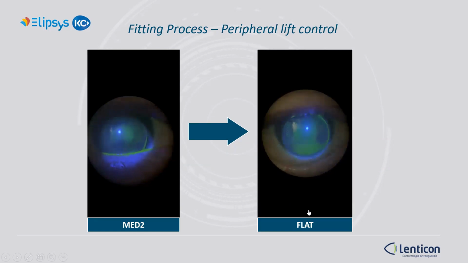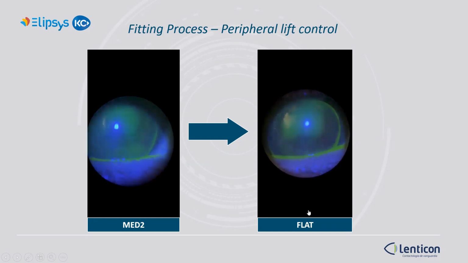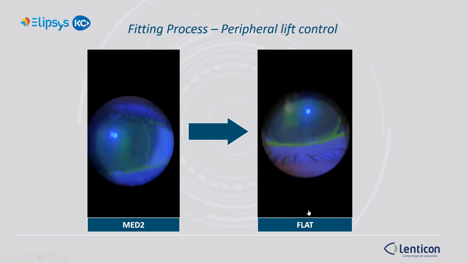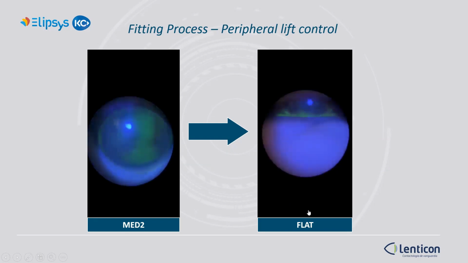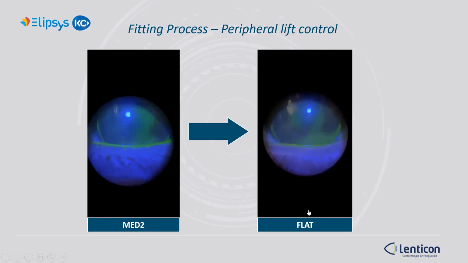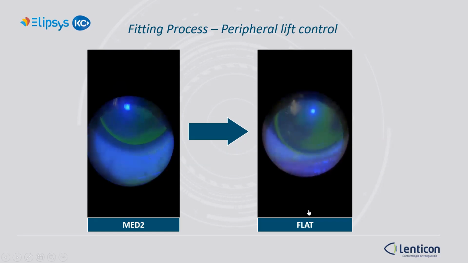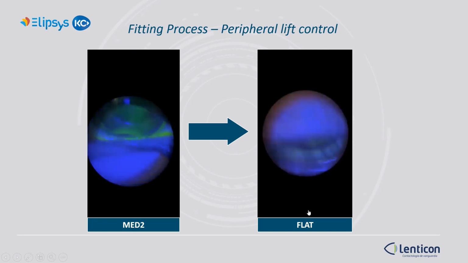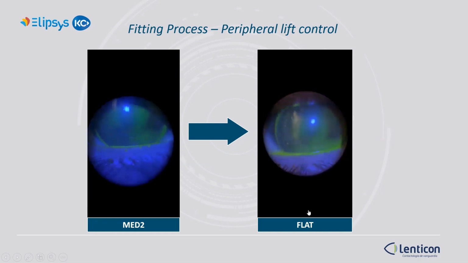Take a close look at these videos. They show the same eye with different peripheral lifts. The video on the left shows a lens with a poor movement and minimal lid interaction. The video on the right demonstrates better lens movement, proper tear flow beneath the lens, and, of course, improved edge lift.